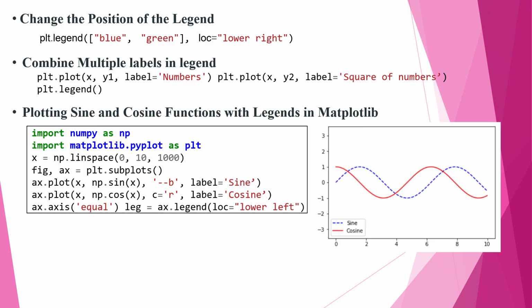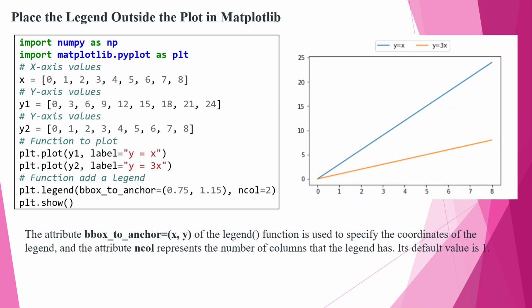This helps in comparing multiple datasets within a single visualization and improves the overall clarity of the graph. The code in this slide demonstrates how to plot multiple lines and customize the legend position in matplotlib.